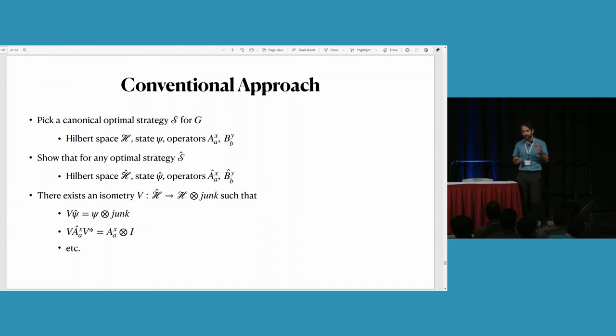So you want to show that a game G is a self-test. You start by picking a canonical optimal strategy, S, for the game G. That means you have a Hilbert space H, a vector psi, and operators A's and B's. Then you need to show that for any other optimal strategy, S hat, consisting of H hat, state psi hat, and operators A hat and B hat, there exists an isometry V that sends the hat strategy to the canonical strategy.